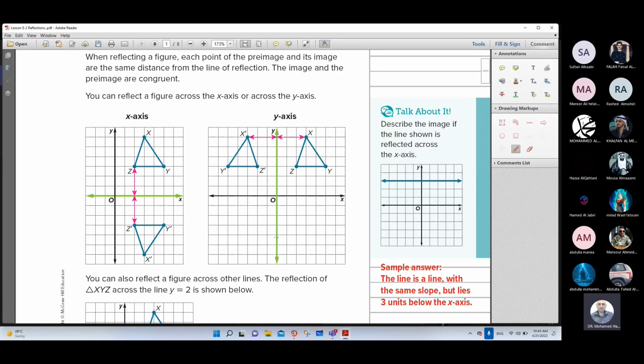Yes, the same distance. السلام عليكم مستر.